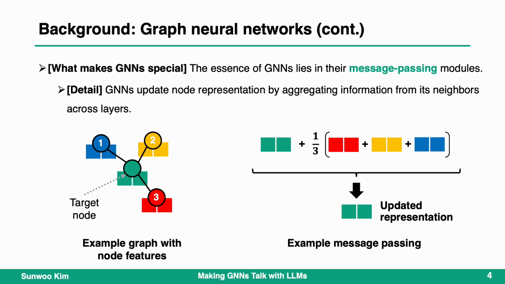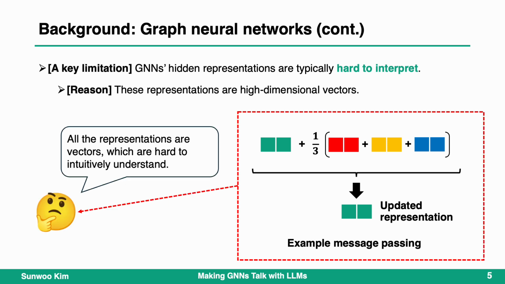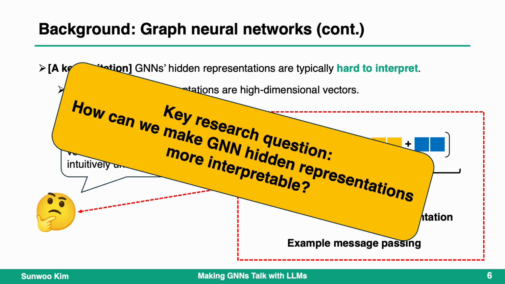The key of GNNs is message passing, which aggregates neighbor information to update the representations of the target node across layers. For example, for the green node, we can average the embeddings of red, orange, and blue nodes and add them to the green node's embedding. However, hidden representations of GNNs are hard to interpret since typical GNN representations are in the vector format. Motivated by this challenge, we aim to cover how we can make GNN hidden representations more interpretable.